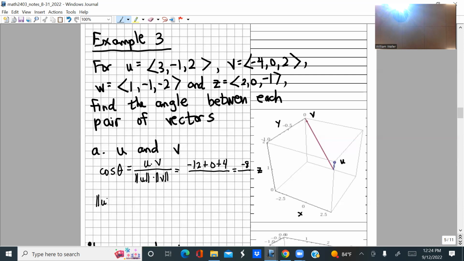What is the magnitude of u there? Square root of 3 squared is 9, -1 squared is 1, and 2 squared is 4. So we have square root of 14. And then the magnitude of v there is the square root of -4 squared, which is 16, plus a 0, plus 2 squared, which is 4. So we have square root of 20. So I get square root of 14 times the square root of 20.